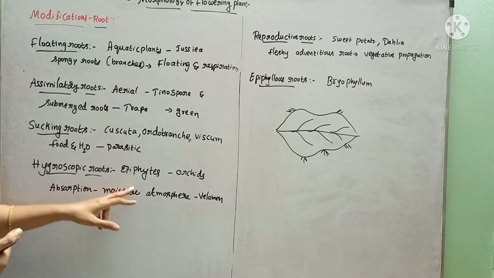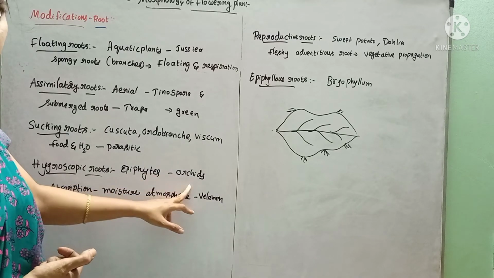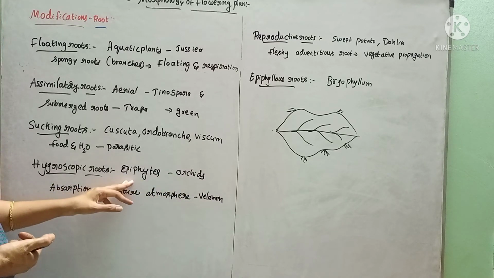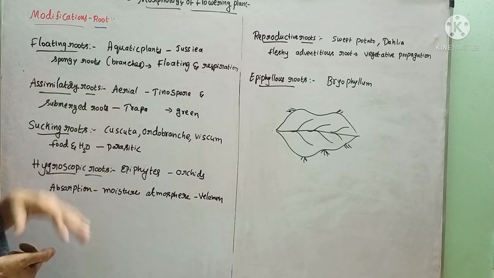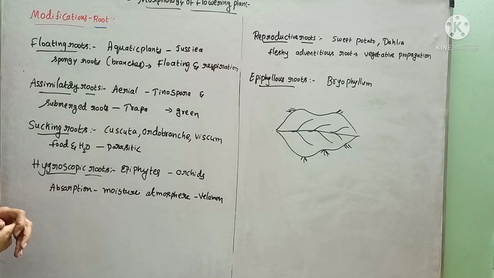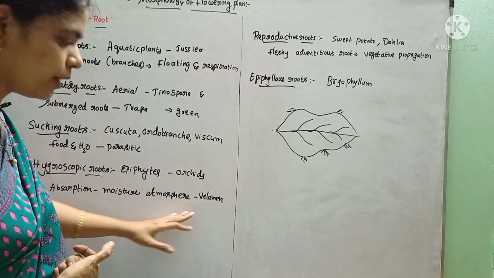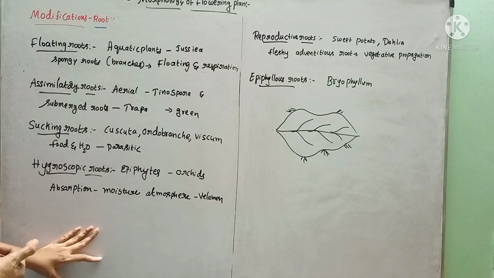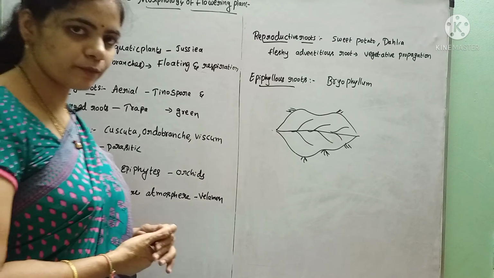Hygroscopic roots are seen in epiphytic plants such as orchids. Epiphytes are nothing but the plants which grow on other plants. But these are not parasitic. Here these orchids absorb the moisture present in the atmosphere by means of a special tissue present in the root, which is called velamen tissue. By means of that tissue, they are able to absorb the moisture present in the atmosphere.